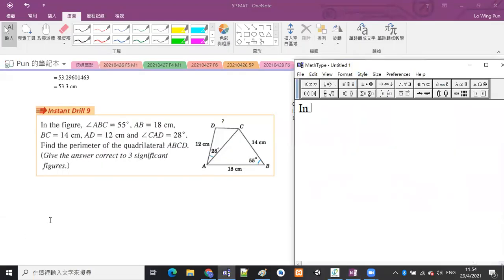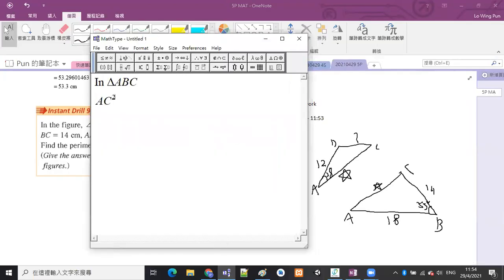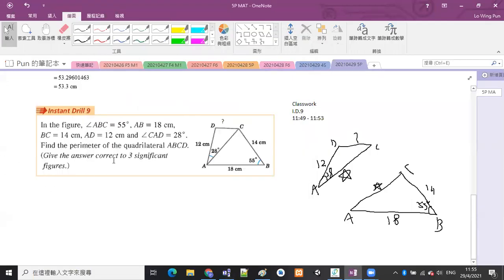So in triangle ABC, we want to find the length AC. AC square is equal to 18 square plus 14 square minus 2 times 18 times 14 times cosine 55 degrees. So AC will be, calculator, and then square root, 15.19596907 cm. So when we have found the length of AC, we can go back to the main triangle.